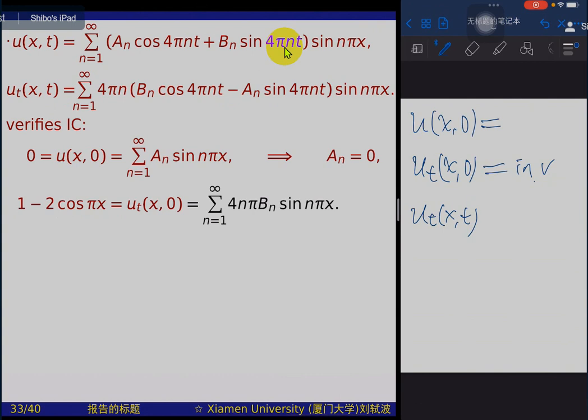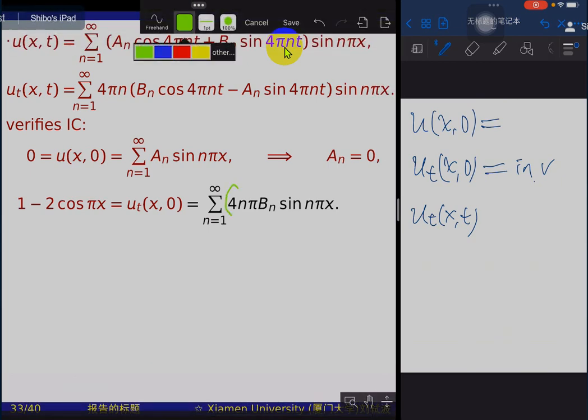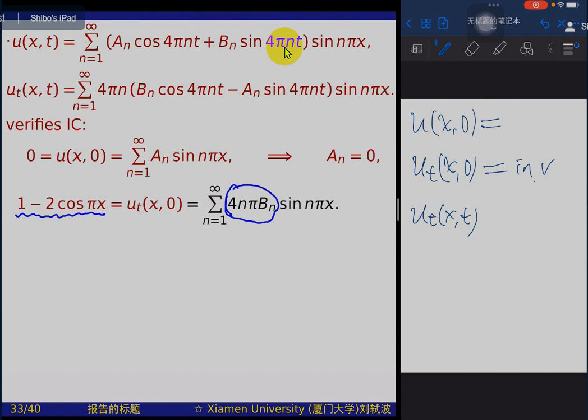So what does this mean? This means that these coefficients 4 pi n bn are the coefficients of the Fourier sine series of the function on the left hand side. I repeat again. This equality means that the coefficients 4 pi n bn are the coefficients of the Fourier sine series of the function on the left hand side, 1 minus twice cosine pi x.